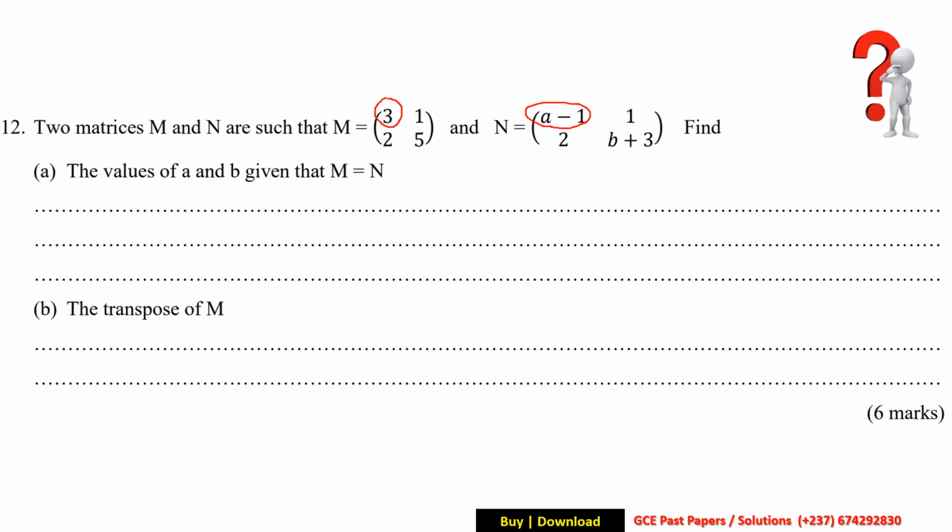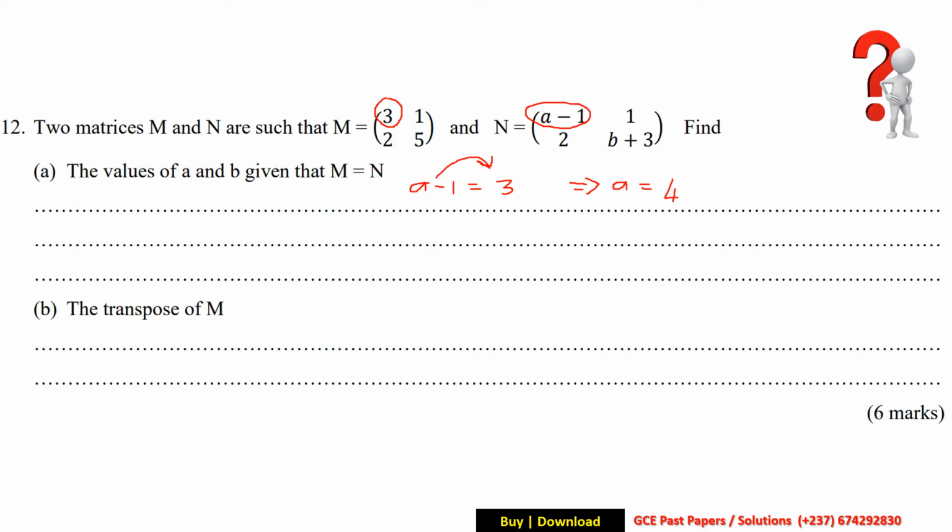So this tells us that A minus 1 should be equal to 3. And from here, what's the value of A? So this implies that the value of A should be equal to 3 plus 1, because when this minus 1 crosses, it becomes plus 1. So that gives us 3 plus 1, which is 4.